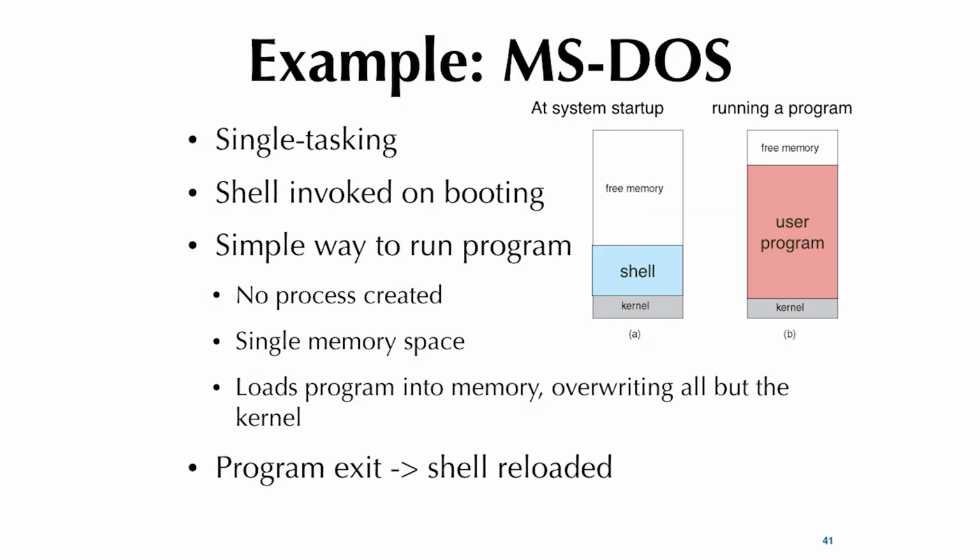Okay, so this is single tasking. The shell is invoked after you boot up, and so MS-DOS is tightly integrated with the kernel, and when it runs, basically that user program replaces most, if not all, of the shell. So it doesn't really create a separate process. It just loads it, covers over, and when it finishes, it returns, and then the shell gets reloaded again. Right? And so that's a very simple structure.